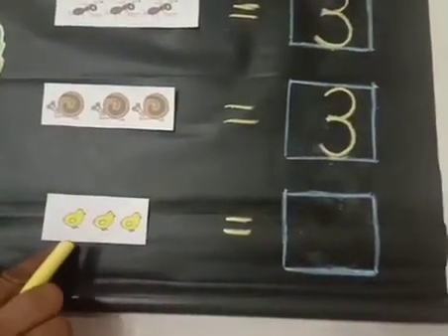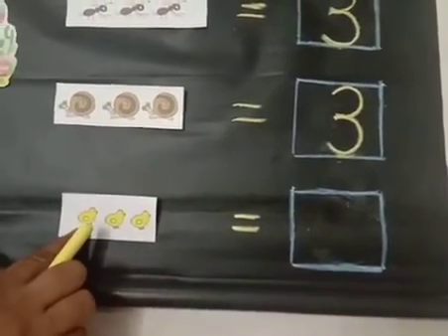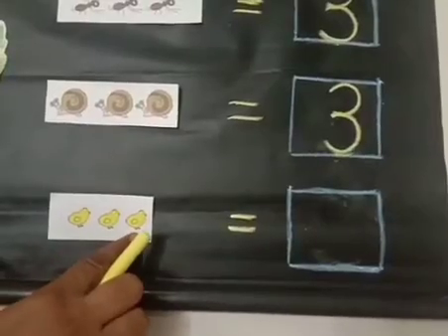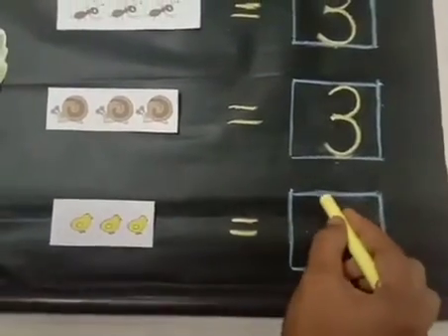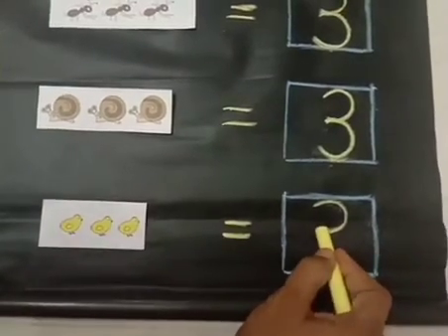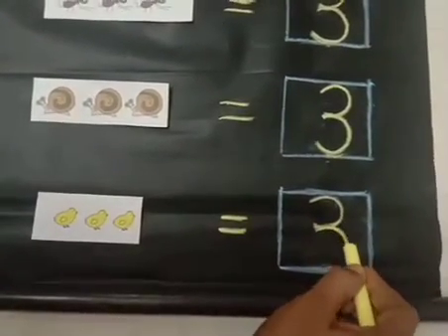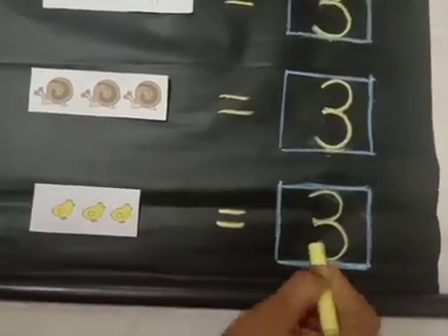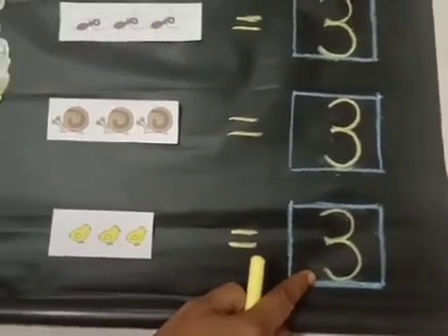Let us count these chicks. 1, 2, 3. We will draw a half circle like this, and from this point again we will draw a half circle like this. So we will get number 3.